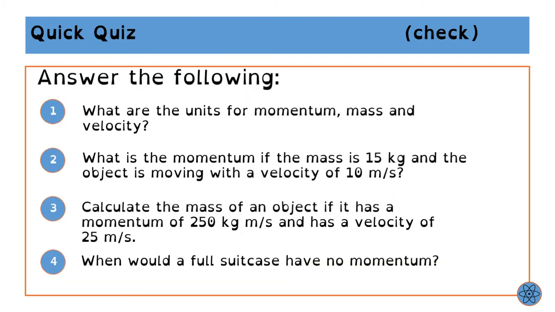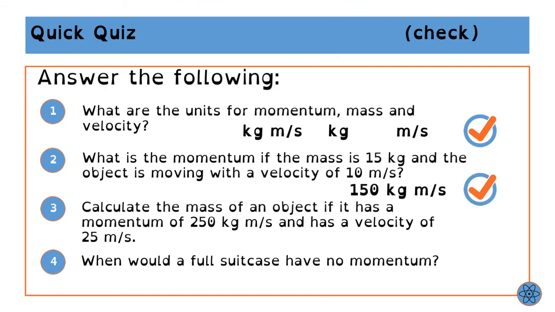And finally, let's just check our understanding. So here are 4 more questions. So when you're ready, press play to continue. So the units for momentum are kilogram meters per second. For mass, it's kilograms. And for velocity, it's meters per second. Give yourself a tick if you got those 3 correct. For question 2, we have a mass of 15, a velocity of 10, so mass times velocity, 10 times 15, gives us 150, and the units are kilogram meters per second.